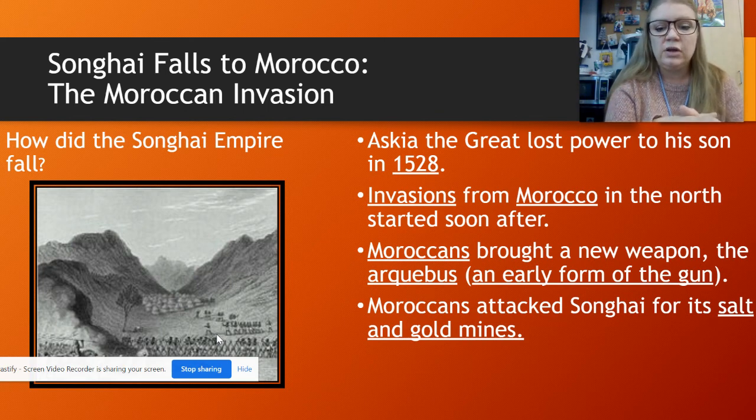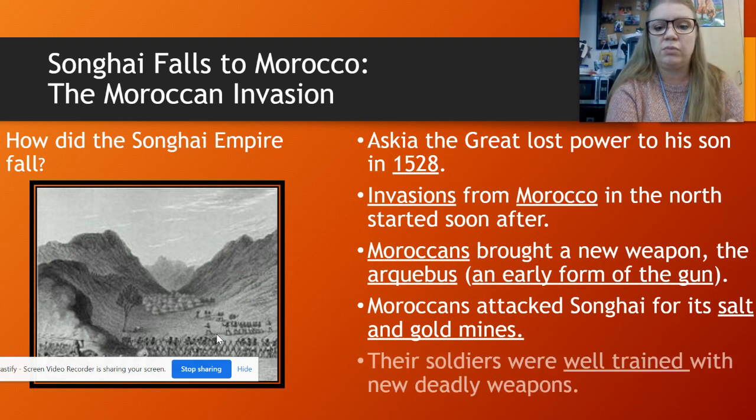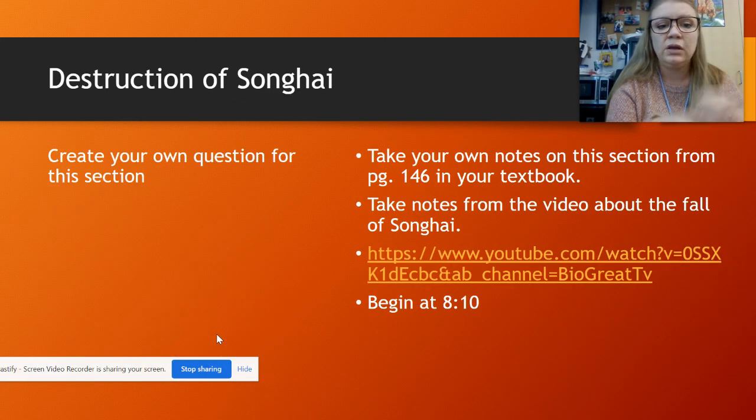So the Moroccans attacked Songhai, obviously, for its salt and its gold mines. And the soldiers were very well trained, and they have this new deadly weapon. So even though it wasn't as accurate, it still did enough harm. And not only that, it just put fear into the Songhai army.